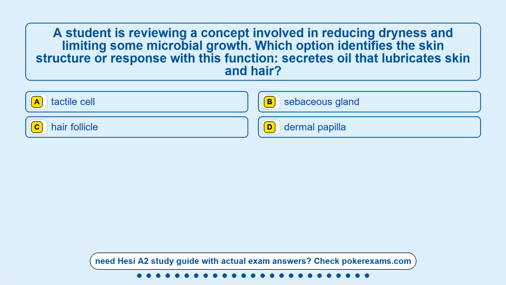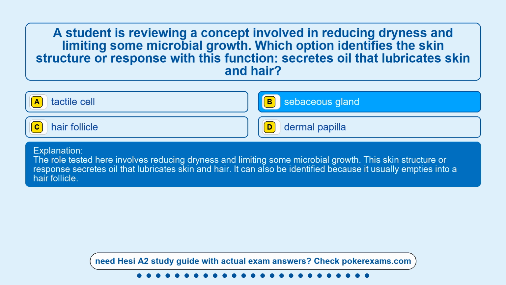Question 12. A student is reviewing a concept involved in reducing dryness and limiting some microbial growth. Which option identifies the skin structure or response with this function, secretes oil that lubricates skin and hair? Option A, tactile cell. Option B, sebaceous gland. Option C, hair follicle. Option D, dermal papilla. The correct answer is option B, sebaceous gland.